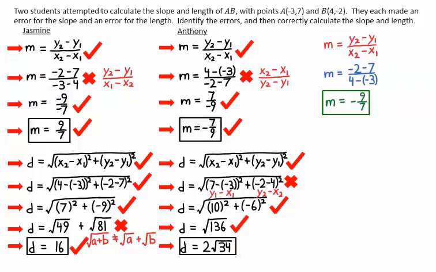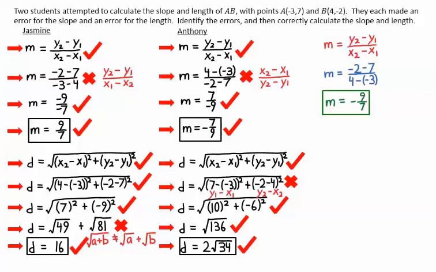And the final step for Anthony, simply taking the whole radical and writing it as a mixed radical. This step was done correctly since 136 is equal to 4 times 34.